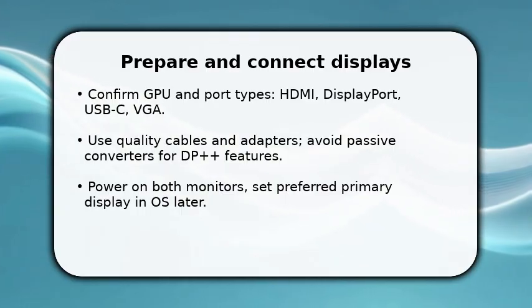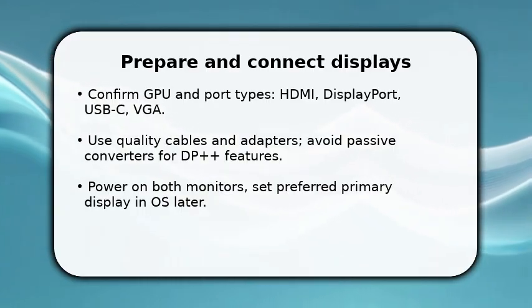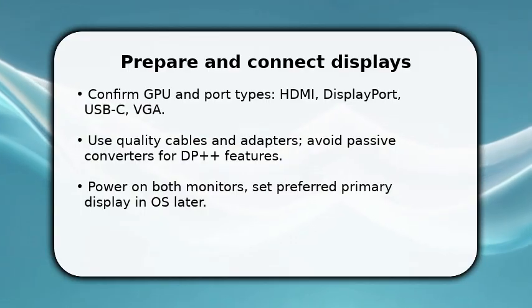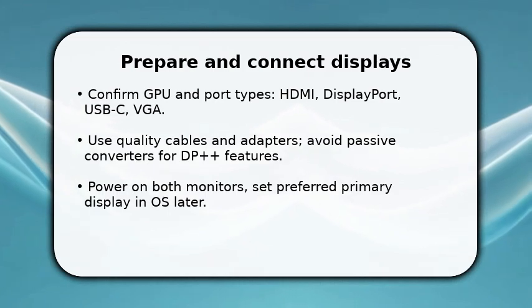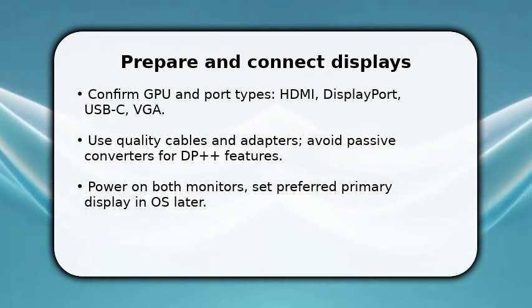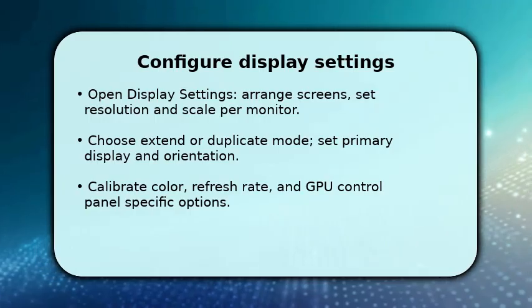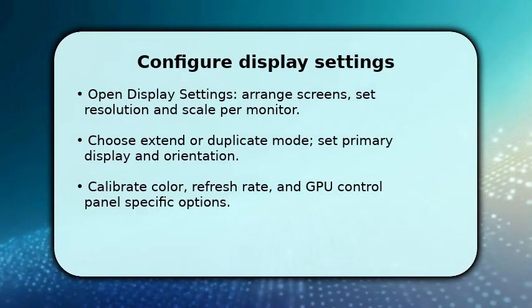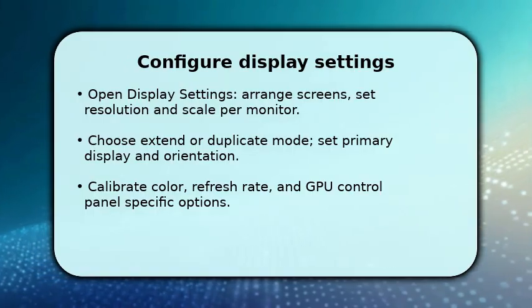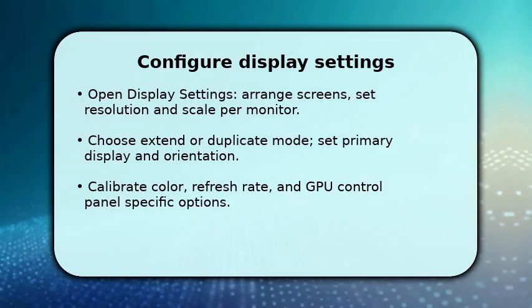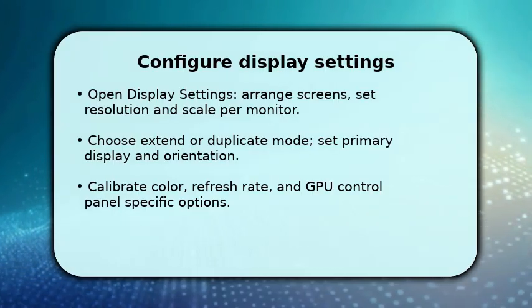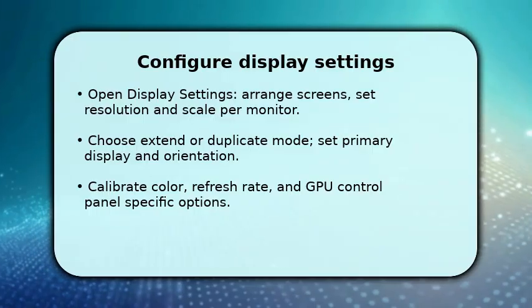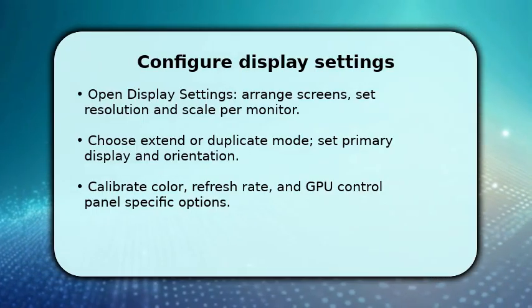After this confirmation, proceed to your desktop so you can configure detection and primary display settings in the operating system. You now open your operating system, display settings, and detect both screens. Arrange their virtual positions to match physical placement and set per monitor resolutions and scaling for crisp text. Once arranged, choose Extend to increase workspace or Duplicate for mirroring, and pick the primary display for taskbars and notifications.